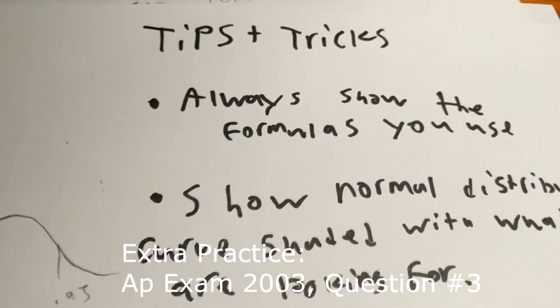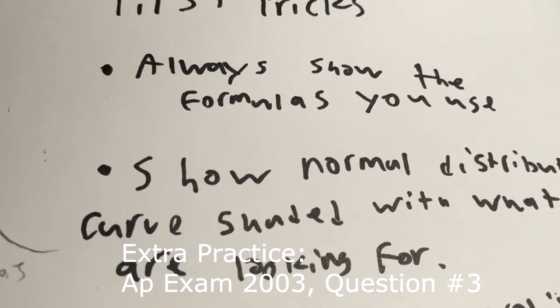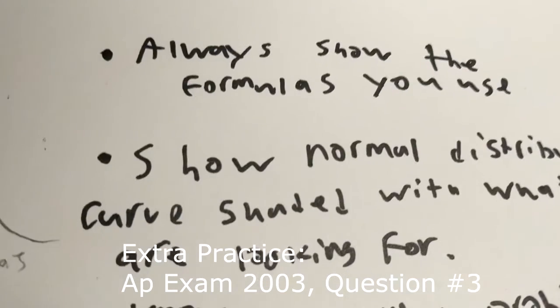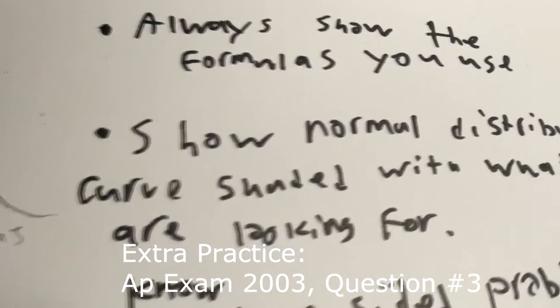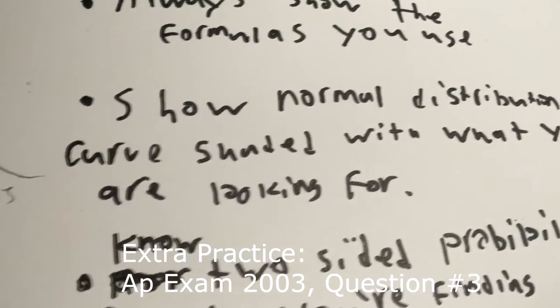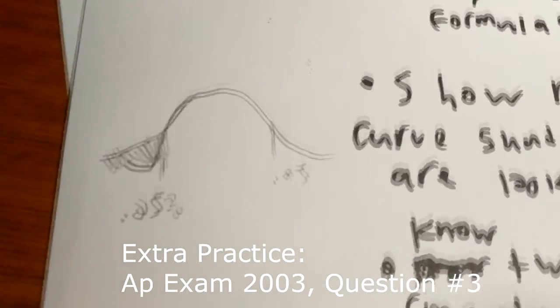Tips, tricks, and common mistakes for normal distribution curves. On the AP test, always show the formulas you use and make sure that you demonstrate your knowledge of the z-score and that you know what each variable you're putting in means. Also, on similar problems, show a normal distribution curve and shade what you're looking for. That way you can demonstrate to the test grader that you know exactly what's going on.